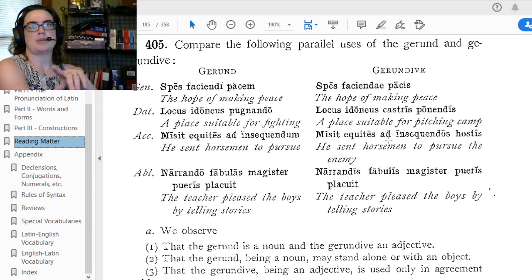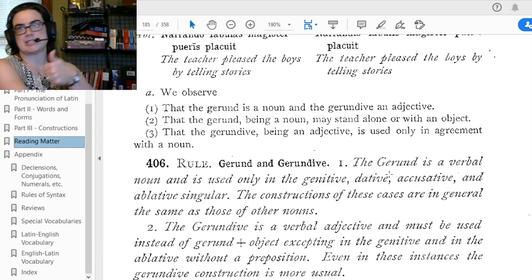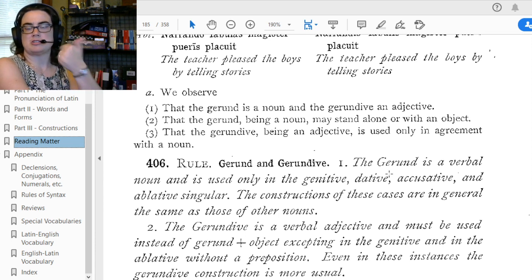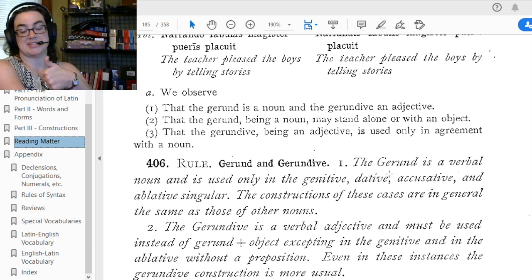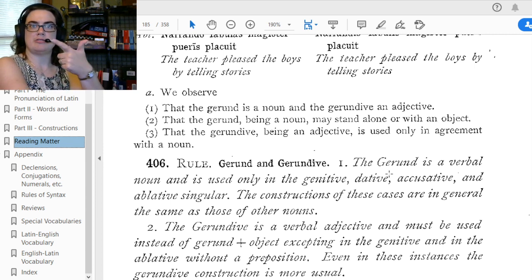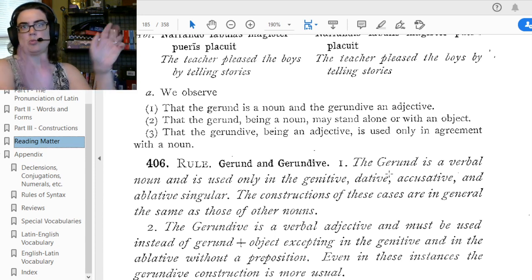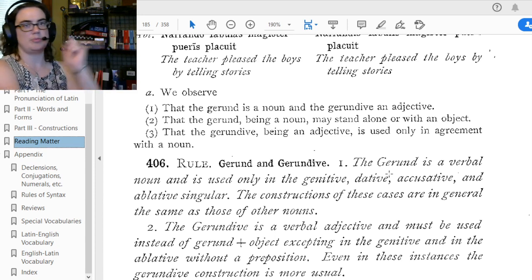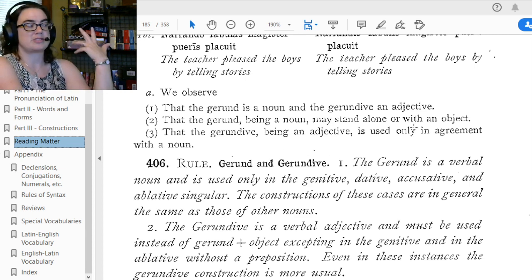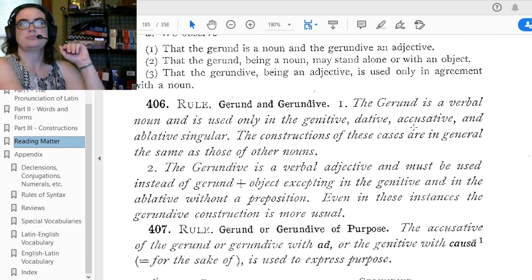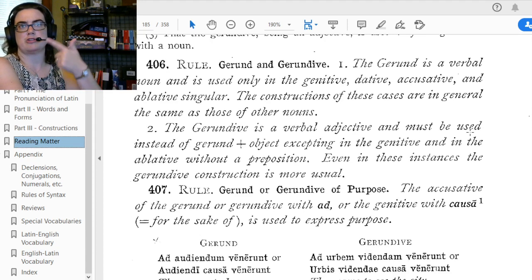So, the observations to take away. The gerund is a noun. Gerundive is an adjective. The gerund may stand alone or with an object, because it's a noun. A gerundive, as an adjective, needs a noun that it modifies. We're not going to worry about substantive adjectives here because it's a gerundive. If it were working substantively, you just used a gerund. All right. So the gerund, verbal noun, used in the genitive, dative, accusative, ablative, singular, based on the neuter, future passive participle.